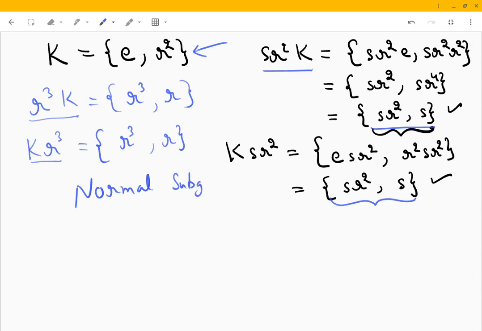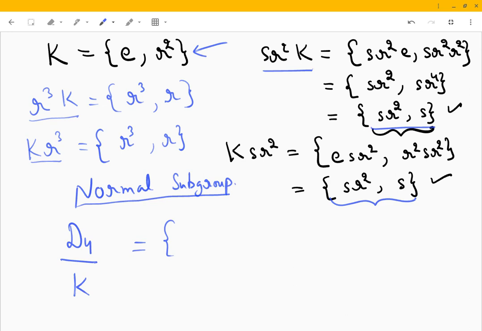Okay. And once a subgroup is normal, we can get another type of group out of it, which is, see, this group was D4, so D4 by K. It has nothing to do with division actually. Because left and right cosets are equal, you decide whether you want to take left coset or right coset. Anything will do, they are equal. So let's take right coset.